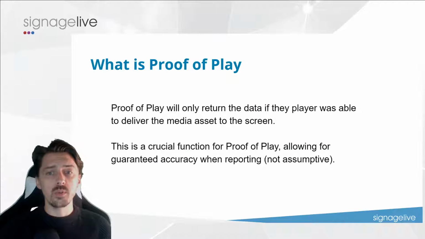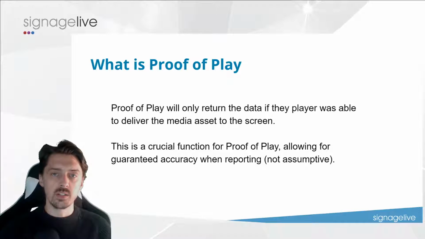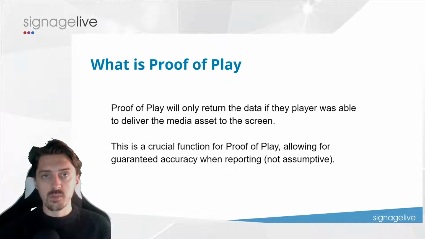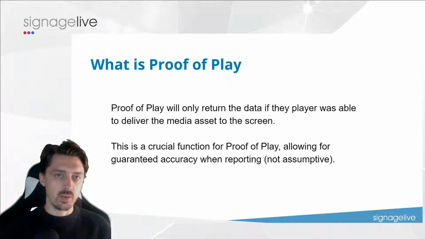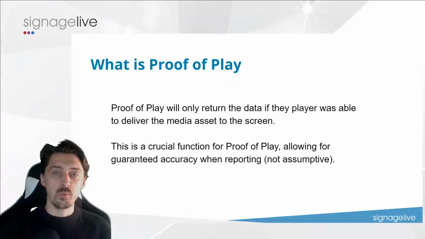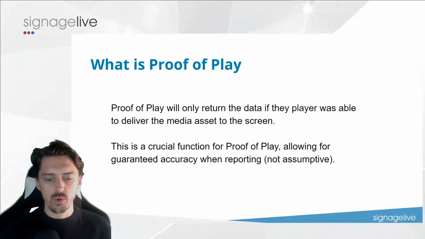So proof of play will only return the data if the player was able to deliver the media asset to the screen or to the device, to the player. So, as I mentioned earlier, if a screen falls over, smashes into 1,000 pieces, and can no longer receive data, it will be logged on that proof of play, and you'll see that that content has stopped displaying. Marrying that up with your dashboard within Signagelive to make sure that devices are turned on and working as they should do, you'll very quickly be able to see what happened to the proof of play and why it stopped displaying, whether that be a power outage or anything along those lines. So that is crucial functionality for proof of play, allowing for a guaranteed accuracy when reporting, and it's not assumptive, which I think is the core here.